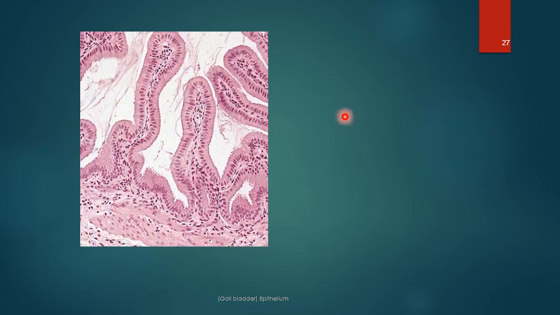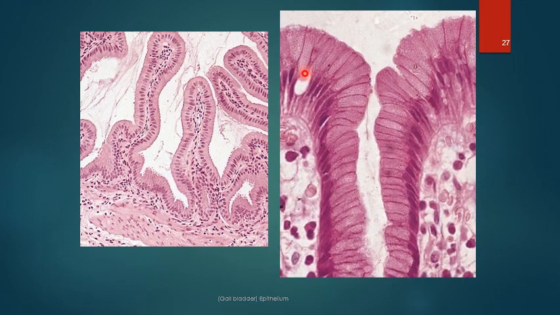For absorption, it contains microvilli to increase the surface area. This is simple columnar epithelium. As you can see here, tall cells with basal oval nuclei. Again, this is simple columnar epithelium, one layer of tall cells with basal oval nuclei.